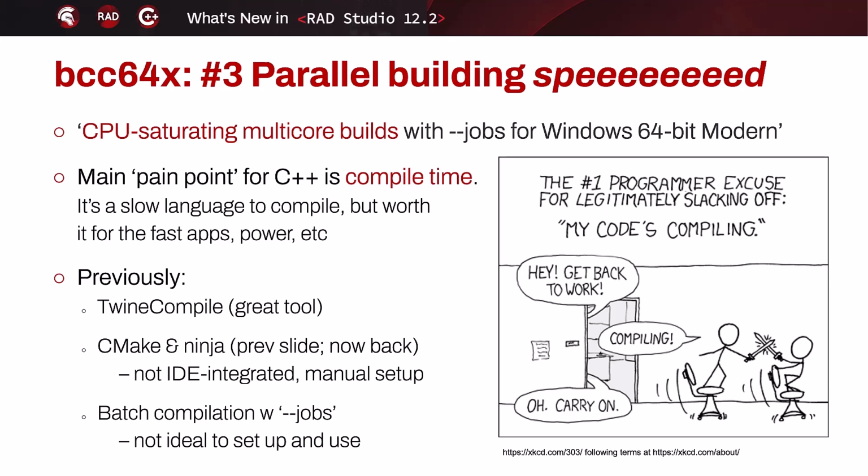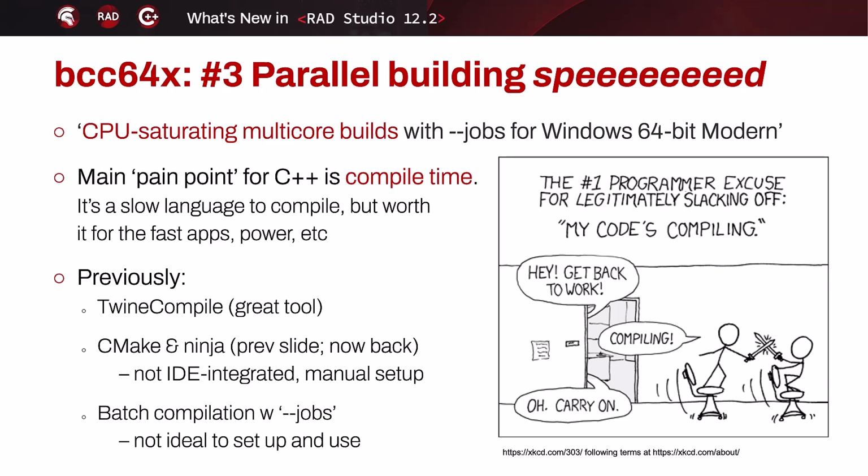We've had a few solutions to this. TimeCompile, which is a great tool and works with BCC64X, CMake and Ninja, as we just spoke about, which is really better or intended for using with third-party libraries because it's what they come with, and in the past, batch compilation with the --jobs parameter. This one sends all the C++ files to the compiler in one go, i.e. batches, and used multiple processes at once, which was jobs.